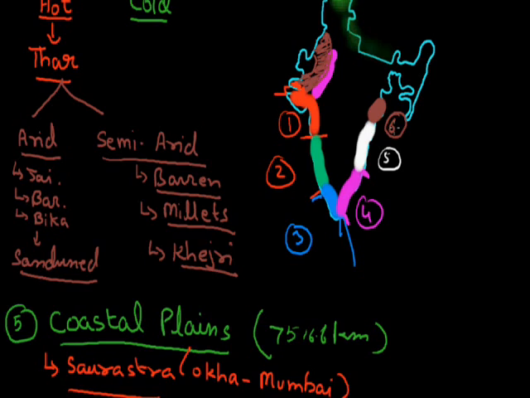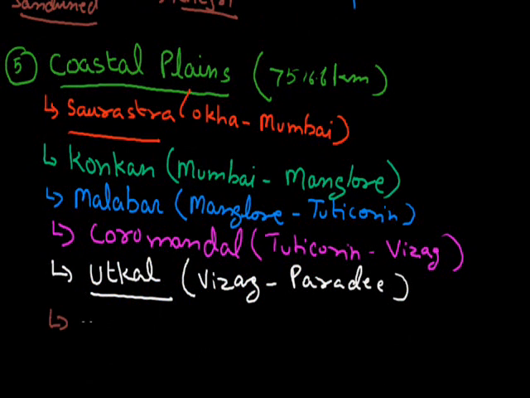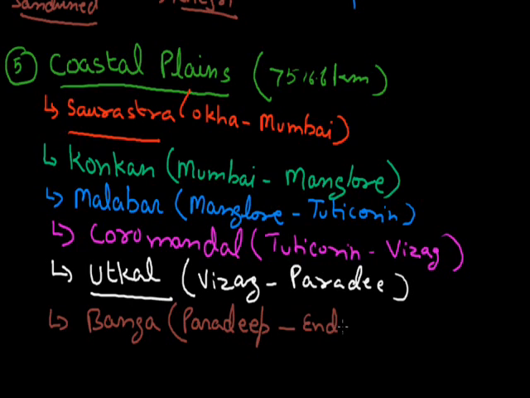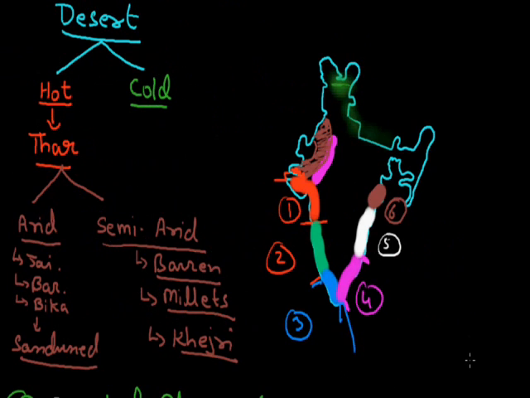This one is called the Bang coast. The division of the coast is the Bang. It is from Paradip to the end of the coastal line. So here we divide our coastals into 6 parts. These 6 parts are the Saurashtra. Now this one is the Konkan, Malabar. This one is the Coromandel coast. This one is the Utkal coast and this one is the Bang coast.